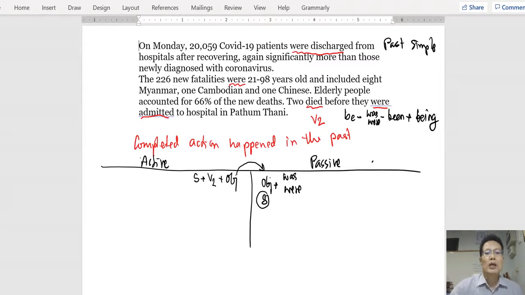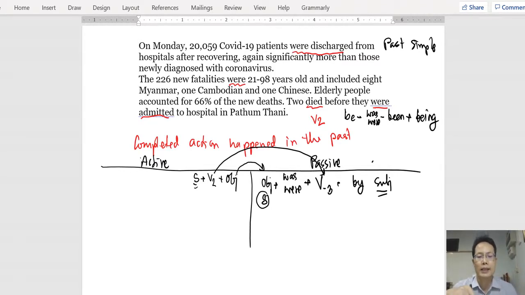So subject plus verb 2 becomes subject plus was, were plus verb 3, changing verb 2 into verb 3, before maybe an object if necessary, and by over here plus the subject, but the subject will become the object in this sentence. Remember the structure also when you see it.